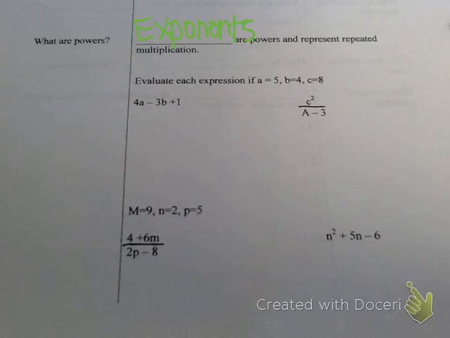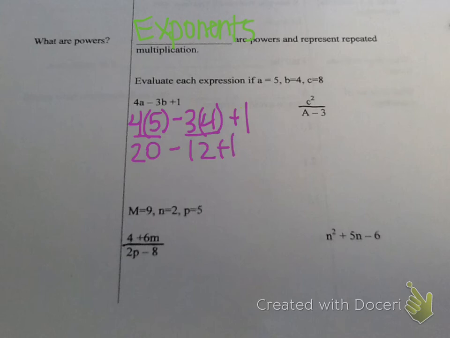The best advice I can give you is to always put your numbers that you're filling in parentheses. So for example, I have 4, a is 5, I have 3, b is 4, and then plus 1. That way you can tell easily what they're being multiplied. I would always use parentheses for my problems. So we multiply first. 4 times 5 is 20. 3 times 4 is 12. And then we add and subtract in order from left to right. So 20 minus 12 is 8. 8 plus 1 is 9.